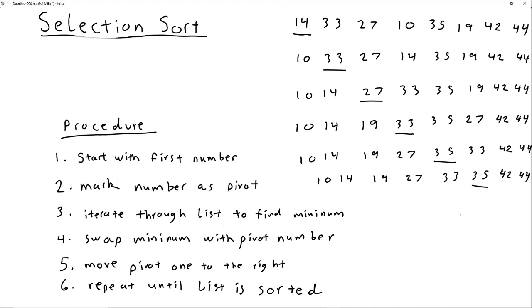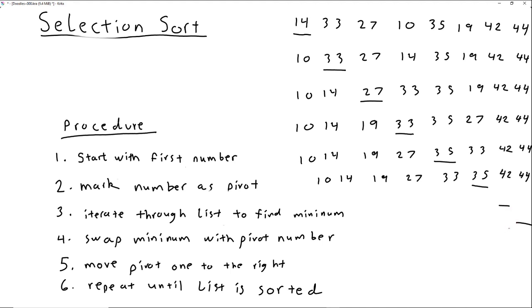Now at this point, the list has been sorted. However, the algorithm doesn't know that, and it would have to continue the final steps to get the pivot point to 42, and then get the pivot point to the last position at 44, and then the algorithm would stop.